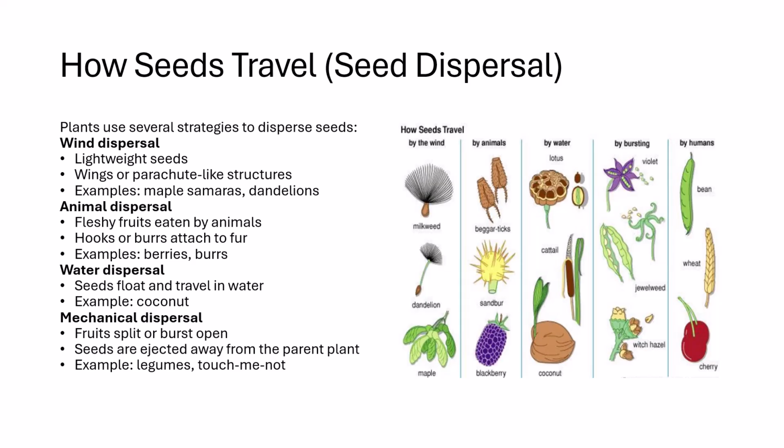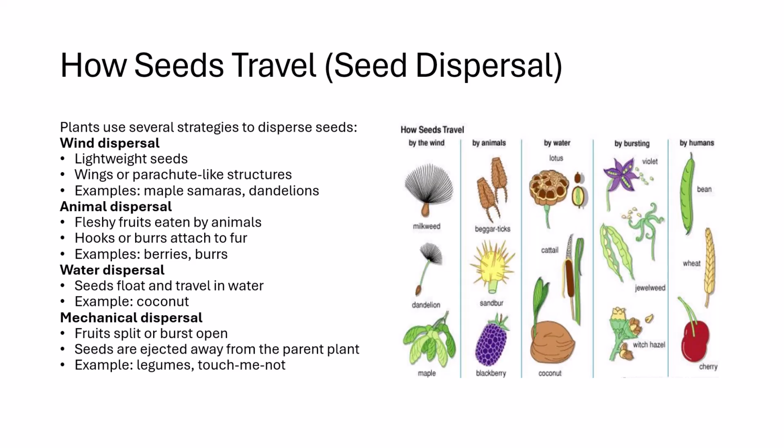Other plants depend on animals. Fleshy fruits attract animals that eat the fruit and later deposit the seeds in new locations. Some plants also produce hooks or burrs that attach to animal fur. Some seeds disperse through water. These seeds can float and travel long distances in streams, rivers, or ocean currents. A well-known example is the coconut.